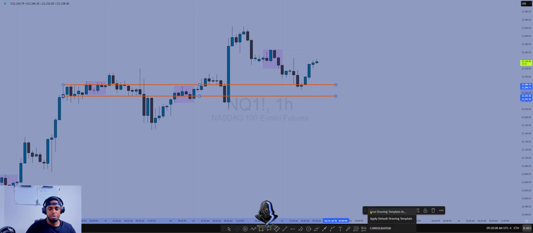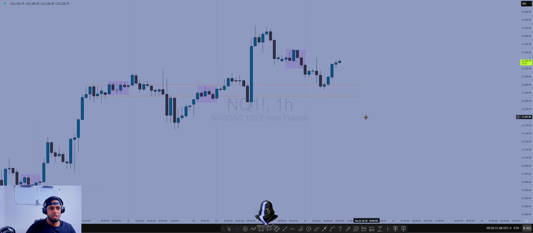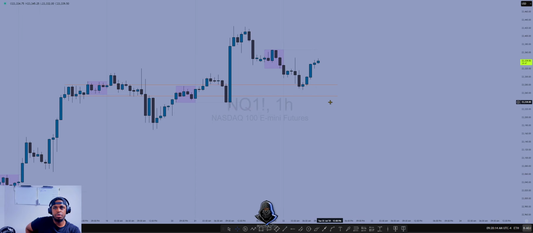All you're trying to do is make sense of what's going on. And this is what I'm seeing right now. We're just bouncing off of that consolidation. We tried to break through it the first time. The price rejected it, came back above it. We had this expansion up, and then we just retraced back down to the same area, and then we're bouncing off the same area again.